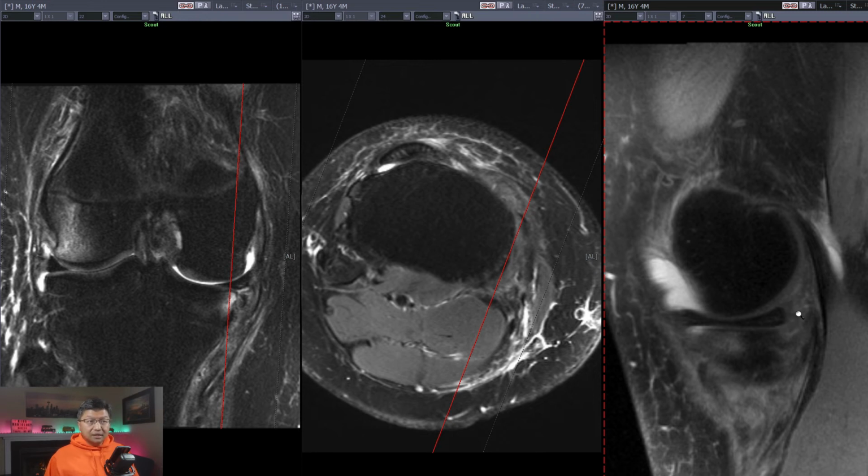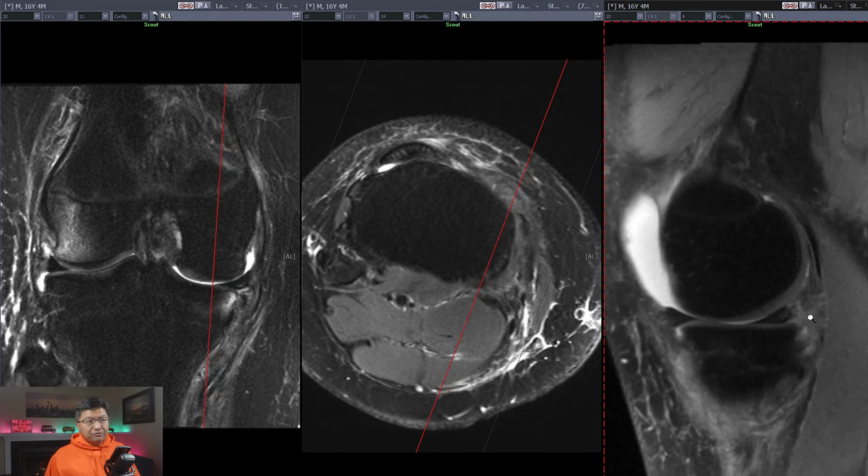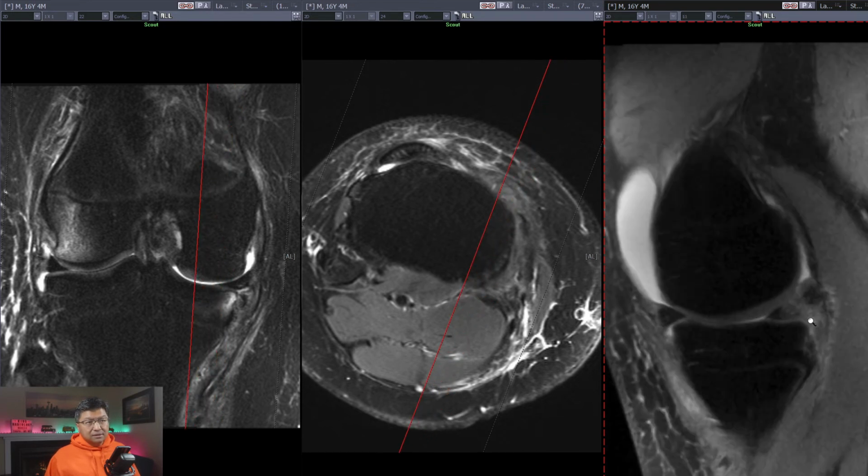It's quite thick, and in this patient, it's a little edematous and thickened. And if we look again, there is abnormal signal here where the posterior body of the medial meniscus transitions on to form the root, and this is suspicious for a root tear.